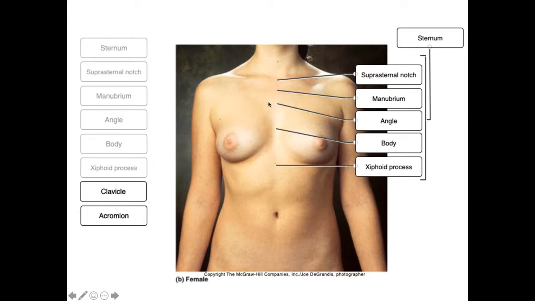So finding the sternal angle, which is the second rib, once you drop inferior to that, below that, it's the second intercostal space. Then third rib, then third intercostal space, fourth rib, fourth intercostal space. The very tip of the sternum is called the xiphoid process. It's right at the base.